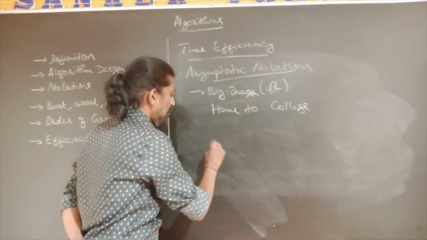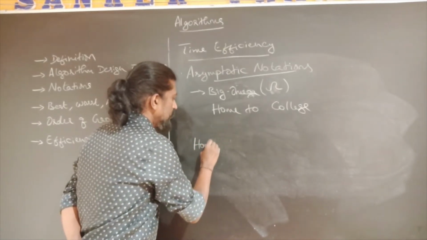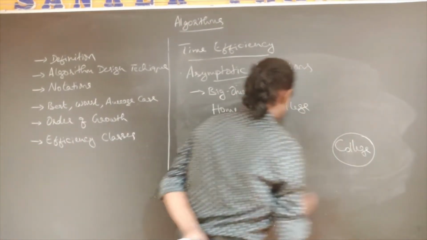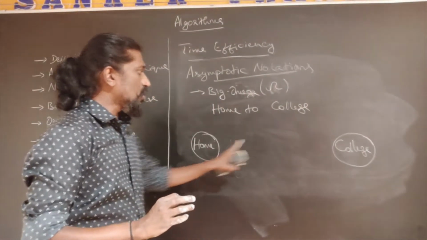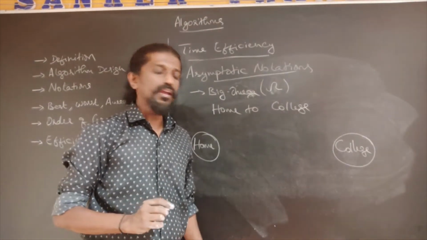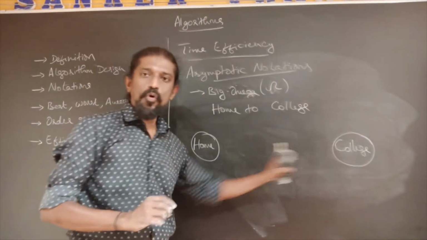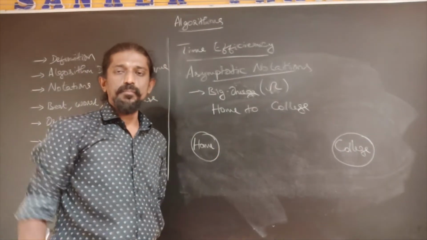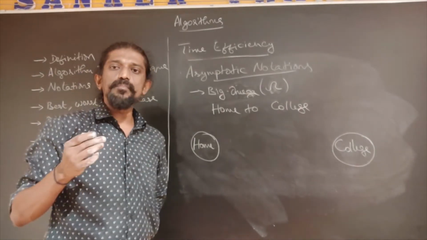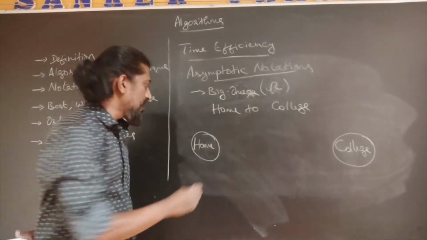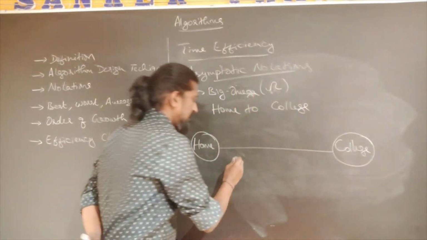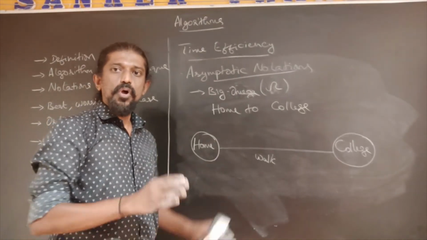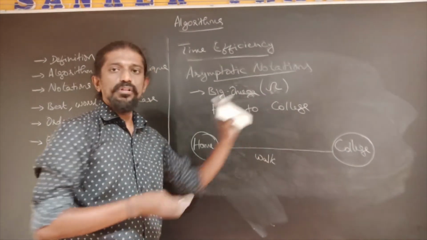Okay, a very simple algorithm. Here is my home, here is my college. The problem for me is to go to the college from my home. To go to college from my home, there may be various means by which I can reach my college. Let us call them the algorithm design techniques. One of the algorithm design techniques is to go by walk. That is a broad outline which tells us how we can solve this problem.